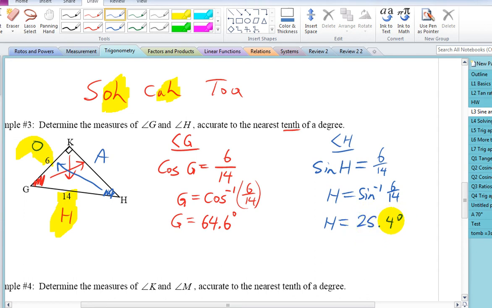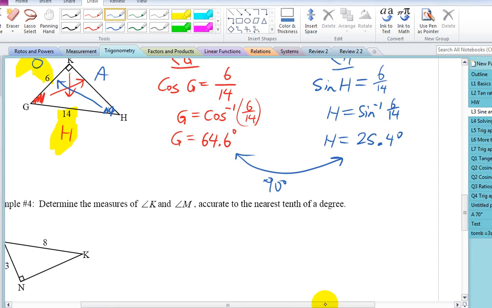25.4 degrees. There we go. What's a quick way to check if we got this right? What do these two have to add to? So did we get them right? Yeah, we did. Awesome. Okay, same thing here.